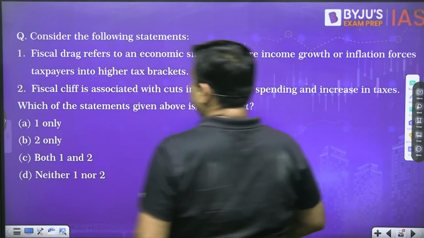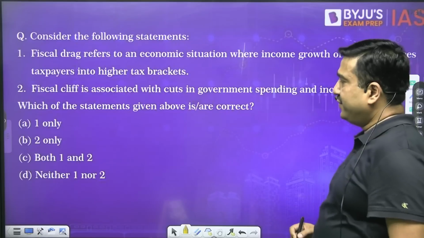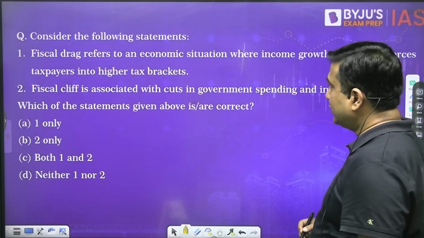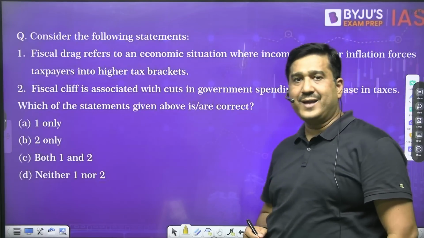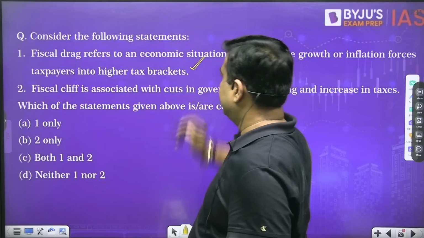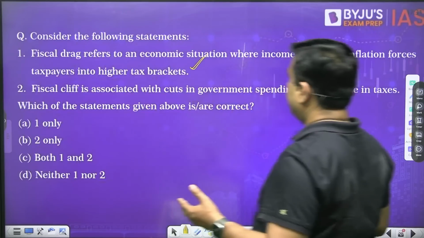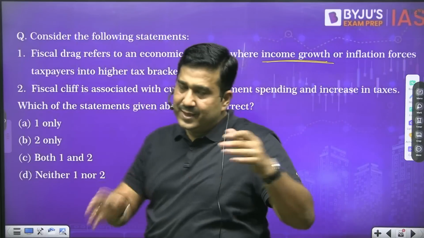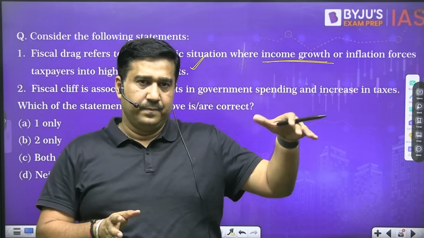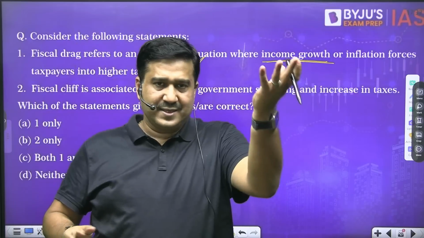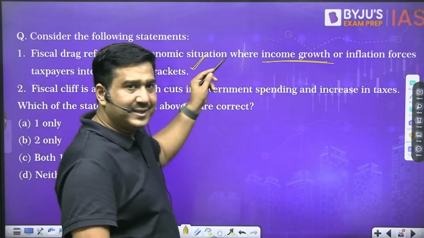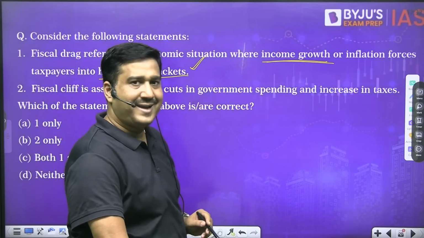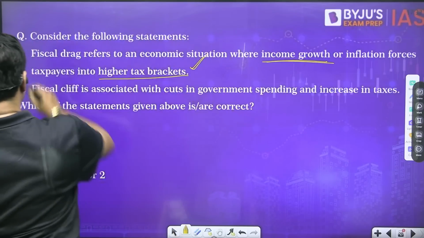Consider the following statements. Fiscal drag refers to an economic situation where income growth or inflation forces taxpayers into a higher tax bracket. Absolutely correct. Because what happens in fiscal drag? There is growth in income and there is price rise as well. Then again income grows further, price rises further. But as our income grows, we are put under higher tax slabs, higher tax brackets. So the first statement is correct.